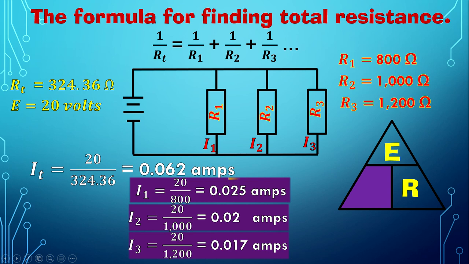Now, if we add those three up, it should equal our total current, which it does. 0.025 plus 0.02 plus 0.017 does equal 0.062. If those numbers are different, then we've made a mistake somewhere, or we could have a rounding issue if we round off our numbers too much.